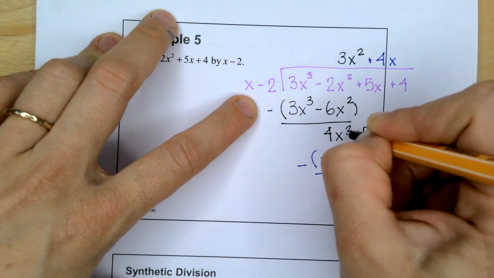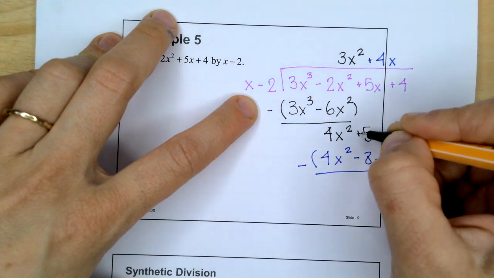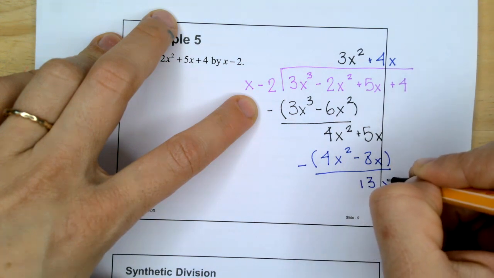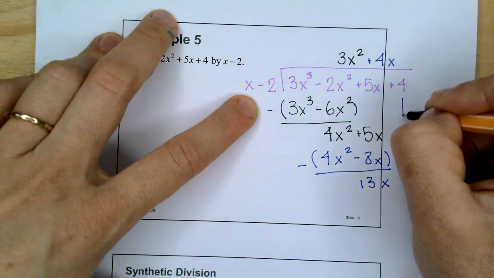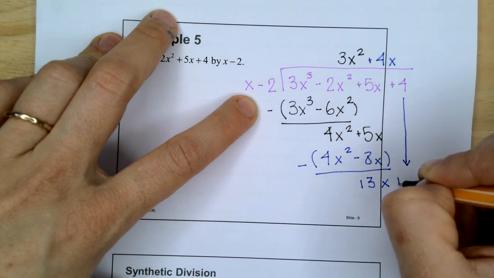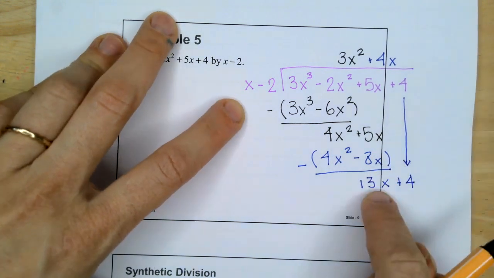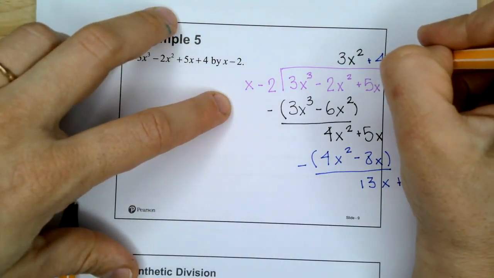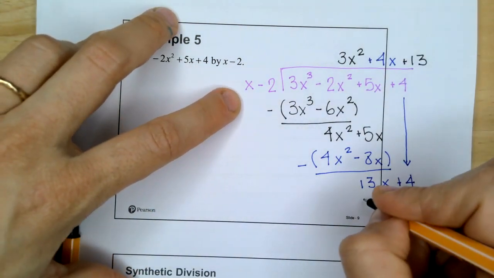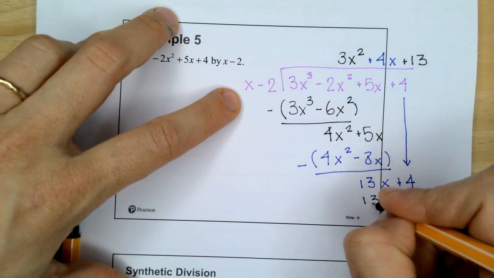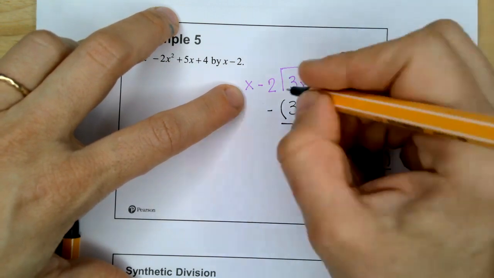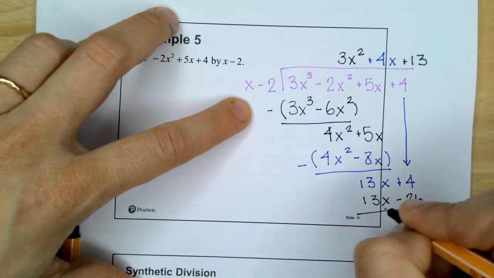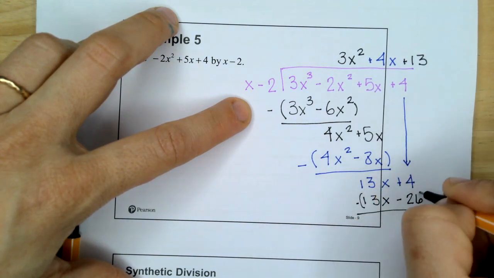Subtract all of that. Those cancel. 5 plus 8 is 13x. Okay? Bring down the 4. 13x plus 4. How do I get from x to 13x? Add 13. 13 times x is 13x. 13 times a negative 2 is a negative 26. And then we're going to subtract them.